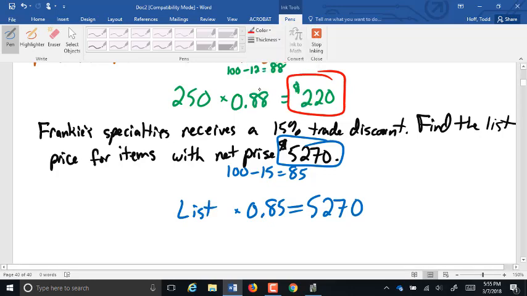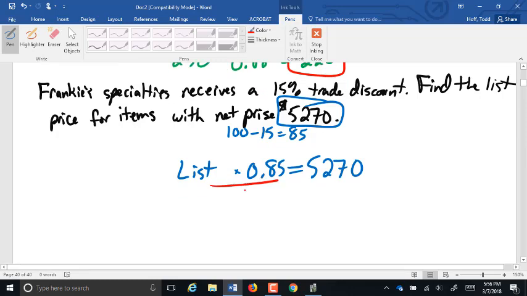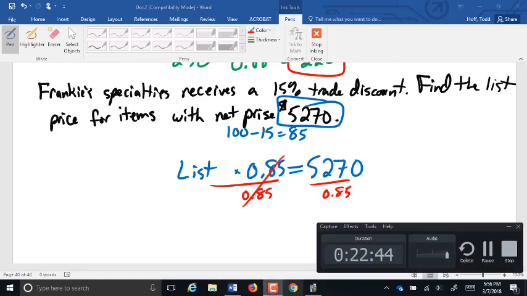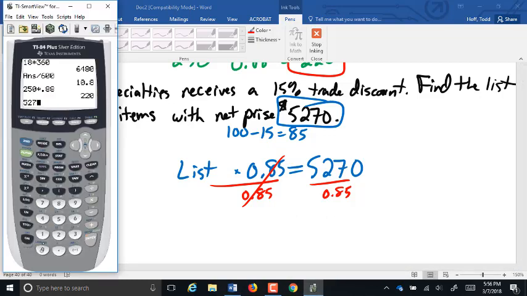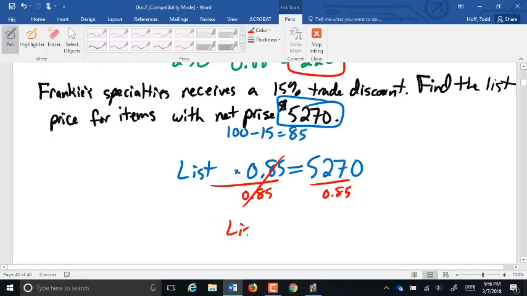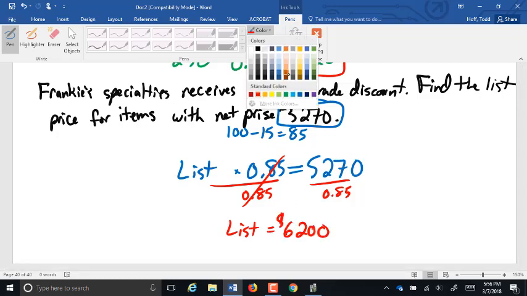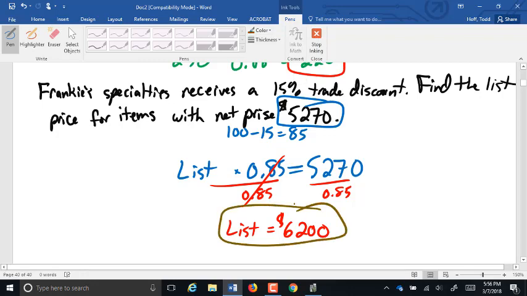To solve for the list price, we're just solving an equation. We're going to divide by 0.85. So we divide by the 0.85, so we've got 5270 divided by 0.85. The list price is $6,200. Now you should always stop and make sure these answers make sense. The list price should always be larger than the net price. So $6,200 does make sense for the list price. It's bigger than the net price.